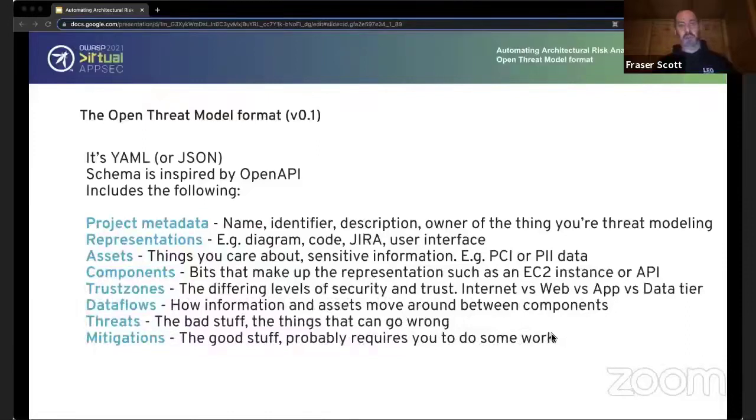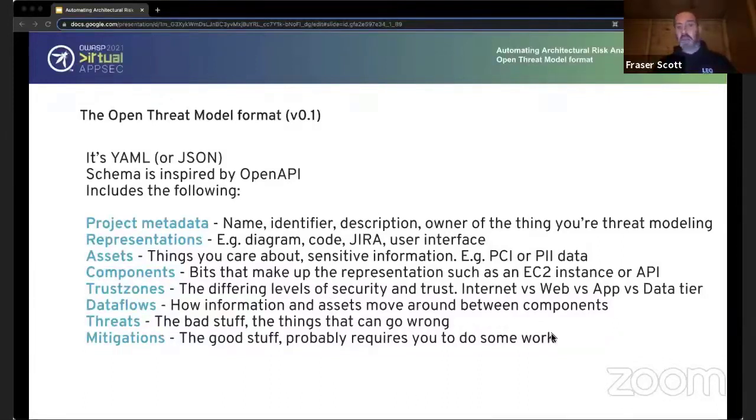Representations are an interesting one. A big complex system can potentially be represented in a number of different ways. You may have an architecture diagram, you may have a user interface diagram, you could have infrastructure as code or application code or Jira stories. These are all different representations of fundamentally the same thing, and different representations being threat modeled in different ways gives you different outcomes. So a threat modeling specification needs to be able to handle multiple representations.